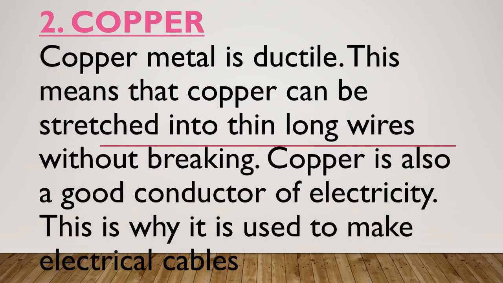Second point, we have copper. Copper metal is ductile. This means that copper can be stretched into thin, long wires without breaking. Copper is also a good conductor of electricity. That is why it is used to make electrical cables.